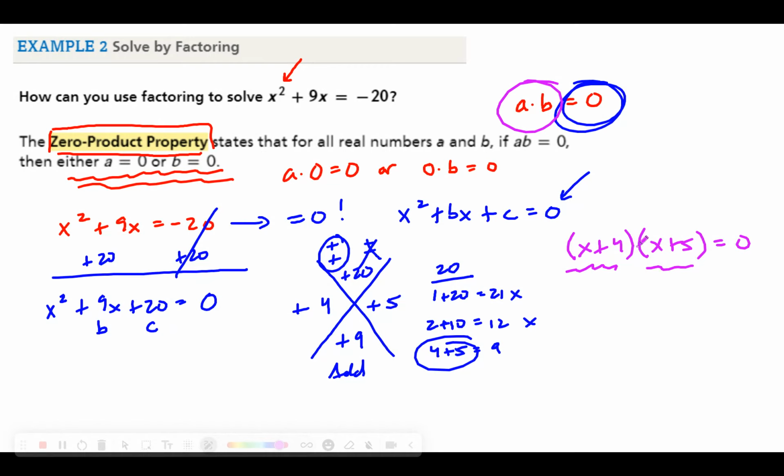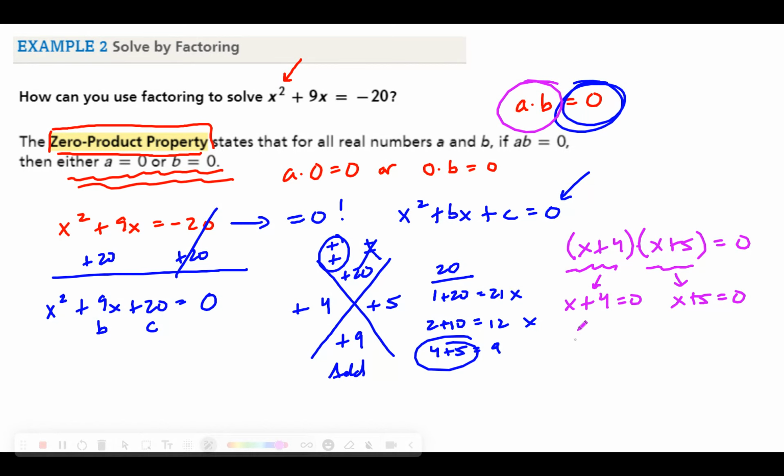The times goes right there. So for these two parentheses to multiply and get 0, one of two things must be true. Either the x plus 4 must equal 0, or the x plus 5 must equal 0. One of those two things must be true. So notice, we just take each parenthesis and set it equal to 0.